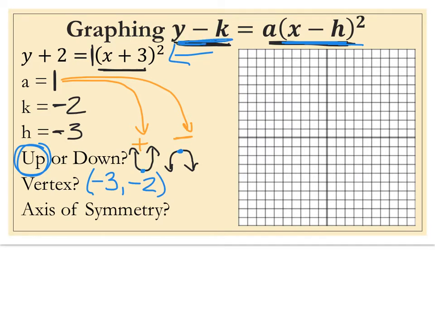So that's where my parabola is going to start. That's the lowest point of this particular parabola, negative 3, negative 2. So I'm going to go ahead and plot that point right there. Negative 3, negative 2. My vertex.